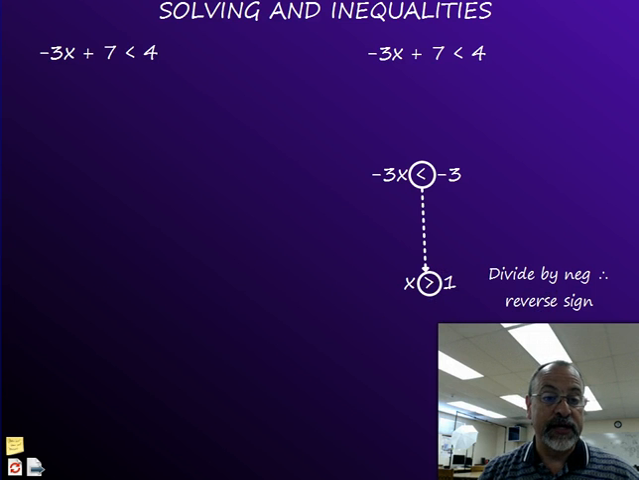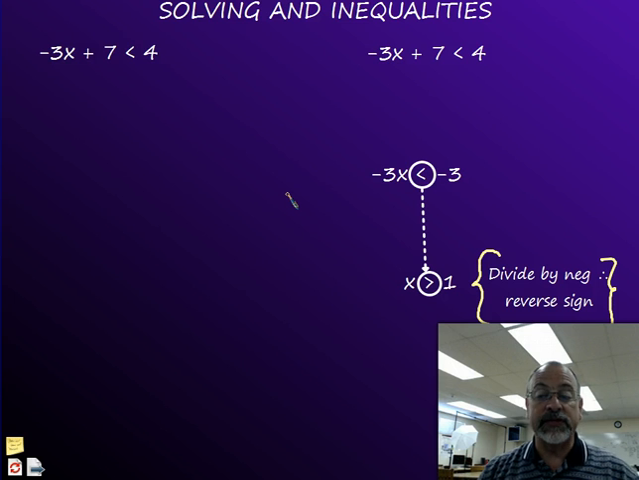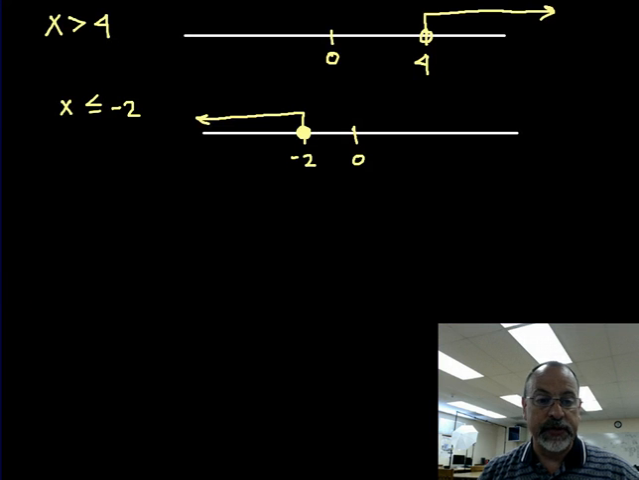So write that in your notes, make a mental note, highlight it, circle it, put a star by it, exclamation points, whatever it takes. Remember that when you divide by a negative number, you must reverse the inequality sign. Now, I want to make one thing perfectly clear. Let me give you another example. Let me go to this one here.